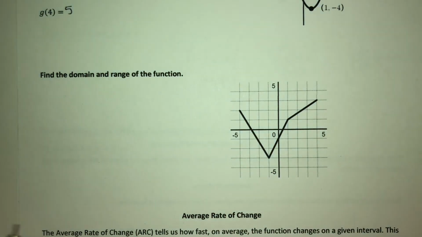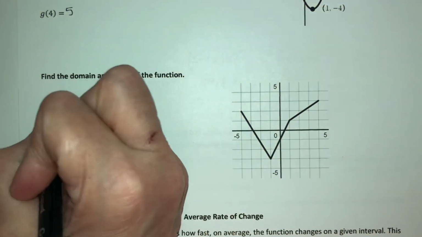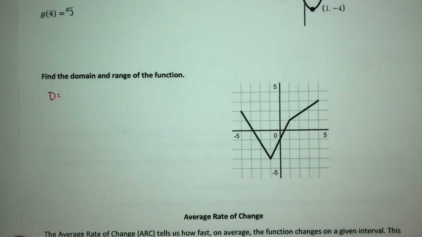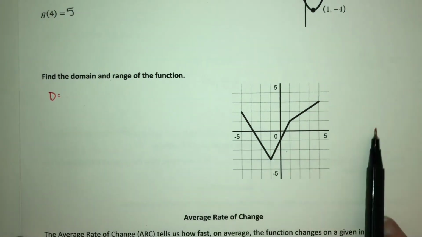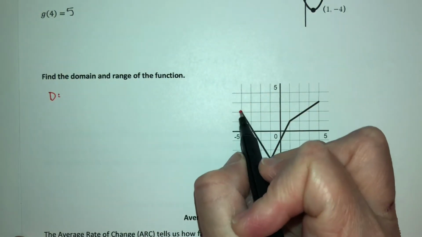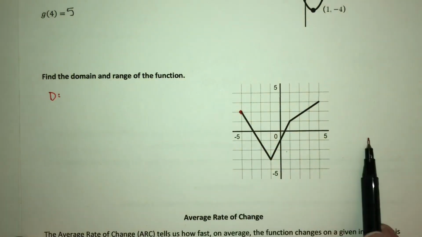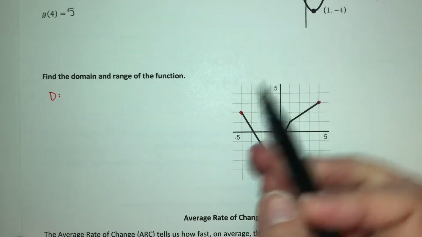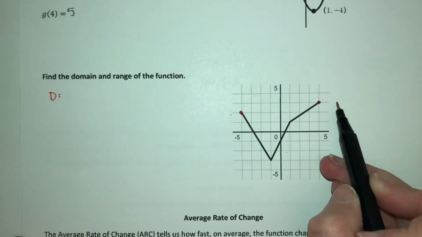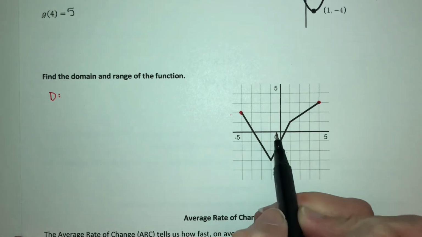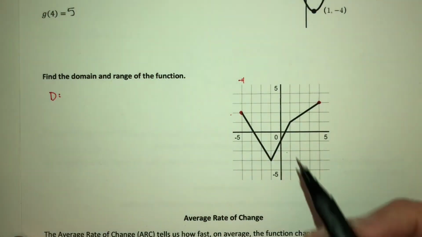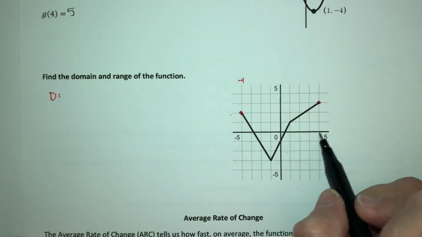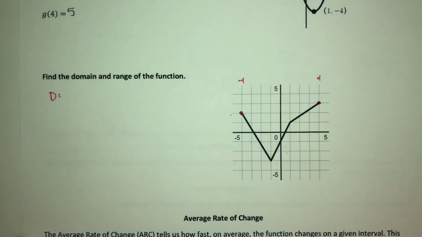Basically, you want to tell for your domain: what is the smallest x value represented, and what's the largest x value represented? So on left, right, how far left does it go? This is as far left as it goes. How far right does it go? Over to here. This is as far left. This is as far right. What is the x value here? 1, 2, 3, 4. So that's a -4 there. And what is it here? 1, 2, 3, 4. That's a 4 there.